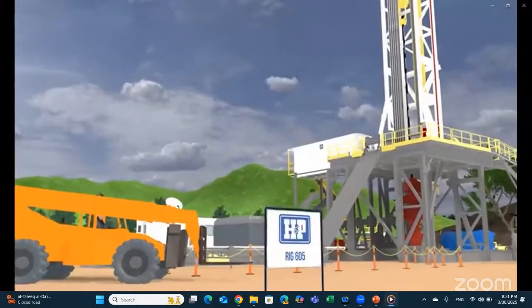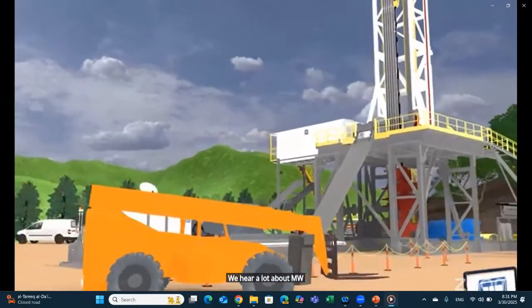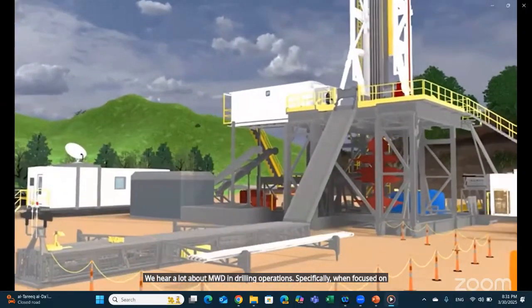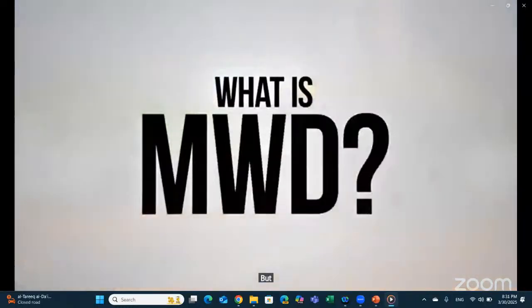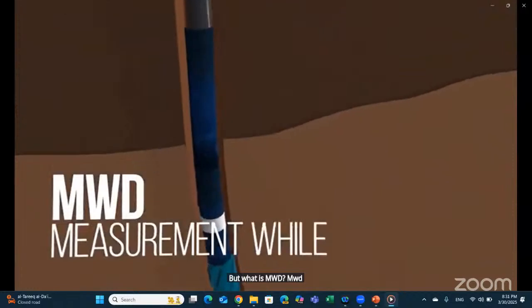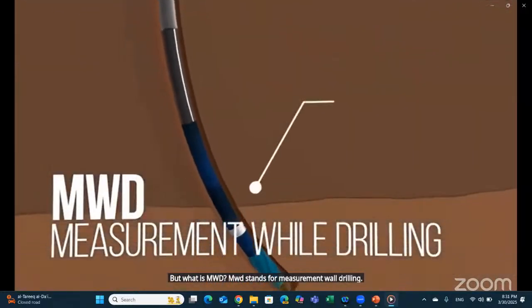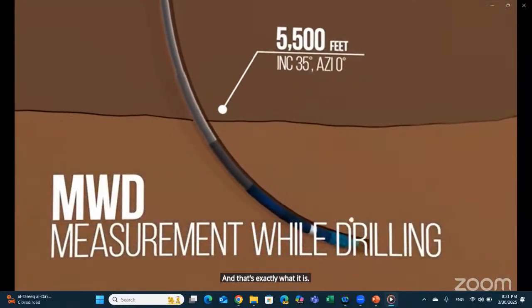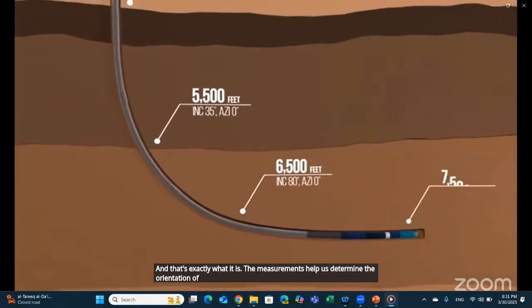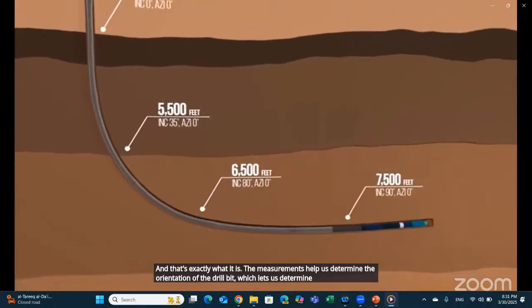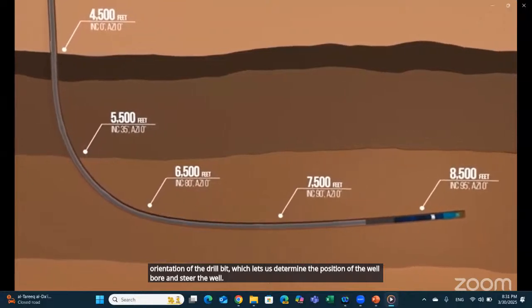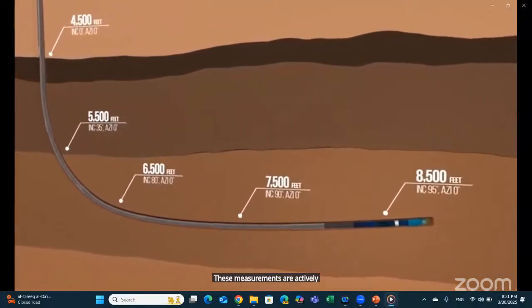We hear a lot about MWD in drilling operations, specifically when focused on directional drilling. But what is MWD? MWD stands for measurement while drilling, and that's exactly what it is. The measurements help us determine the orientation of the drill bit, which lets us determine the position of the wellbore and steer the well. These measurements are actively taken while the well is being drilled.